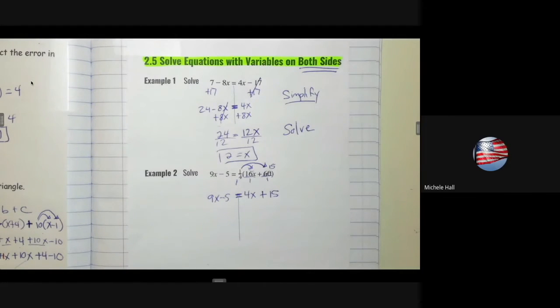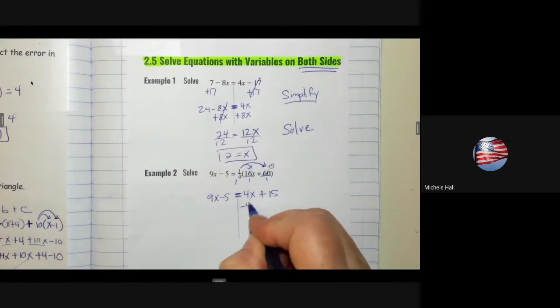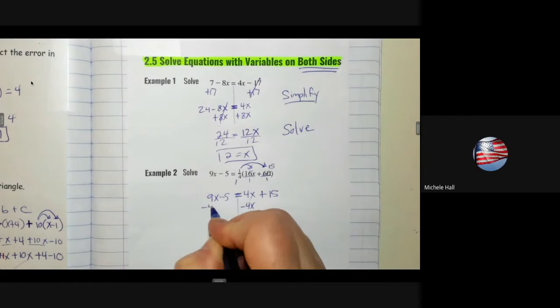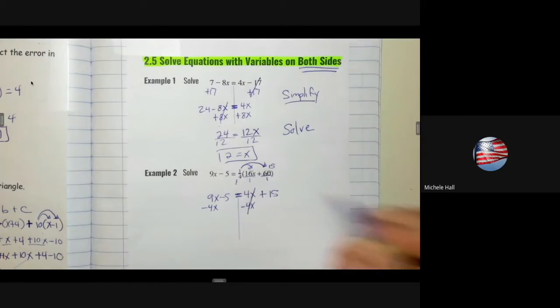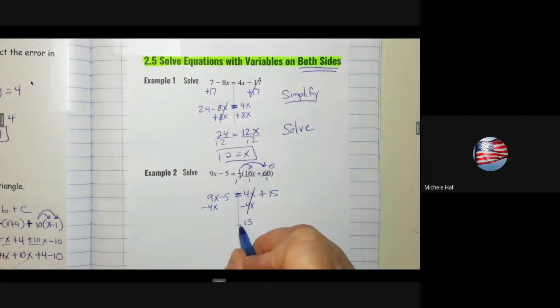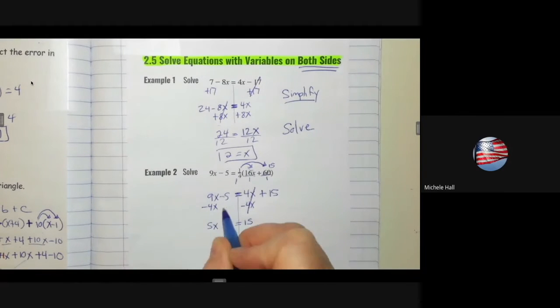So the first thing that I look for is which way should I move my x? And you always want to bring the smaller x over to the bigger x. So I'm going to, the opposite of a positive 4x is a negative 4x. I'm shifting this to the other side of the equation by using the opposite, minus 4x. 4x minus 4x cancels, and we get 15 equals 9x minus 4x is 5x. Then I still have minus 5.